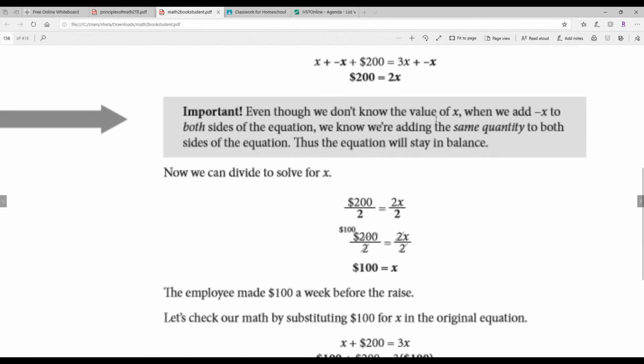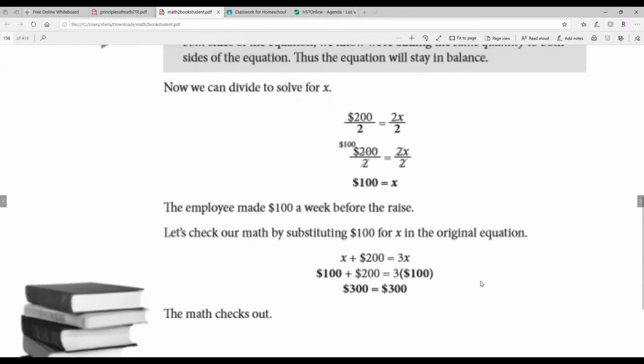Now, even though you don't know the value of X, when we add negative X to both sides of the equation, we know we're adding the same quantity to both sides of the equation. So the equation will stay in balance. So now we can solve. You're going to divide both sides by 2 so you can get X by itself. So X equals 100. So the employee made $100 a week before the raise.